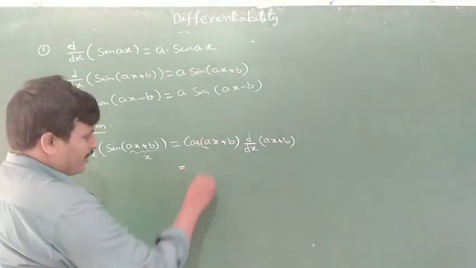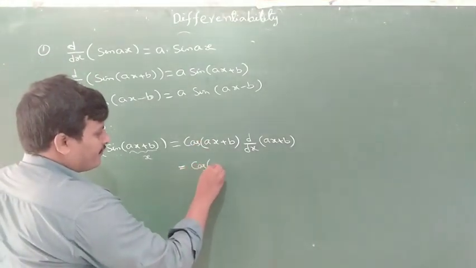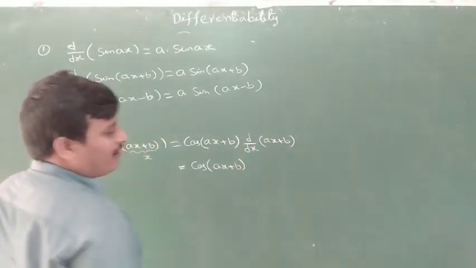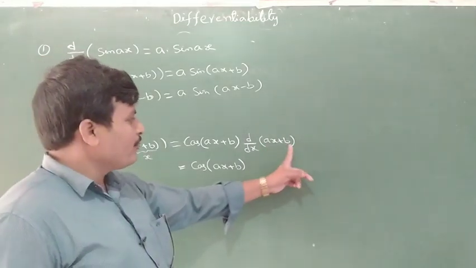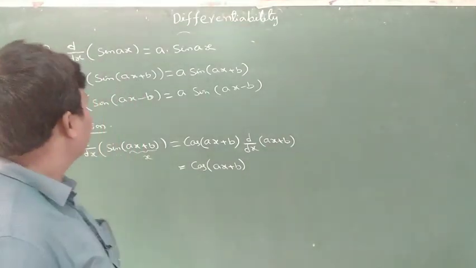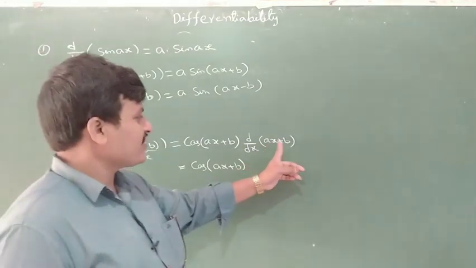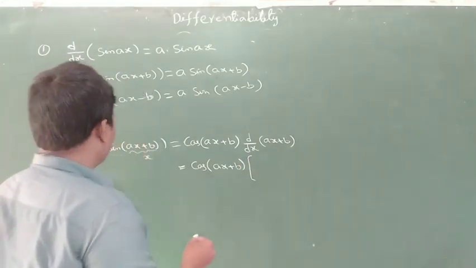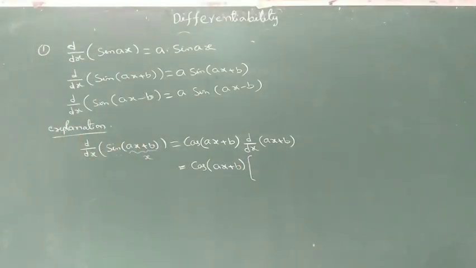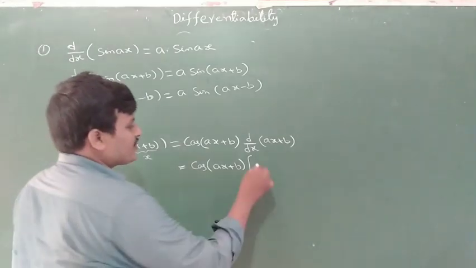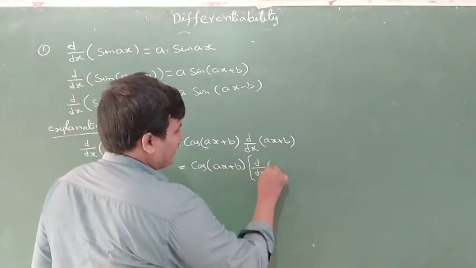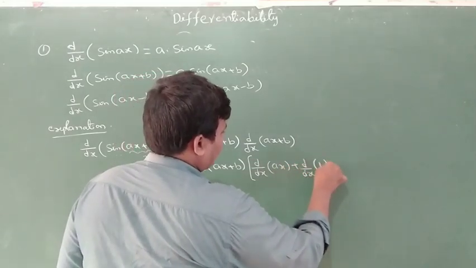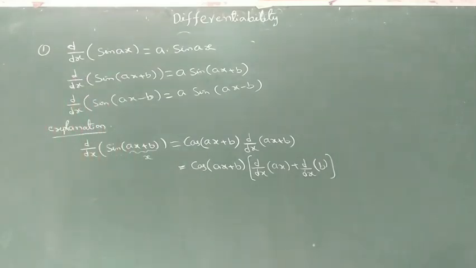So the same as it is: cos of ax plus b. Derivative of u plus v. Derivative of this function and another function. Derivative of u plus v is derivative of ax plus derivative of b.